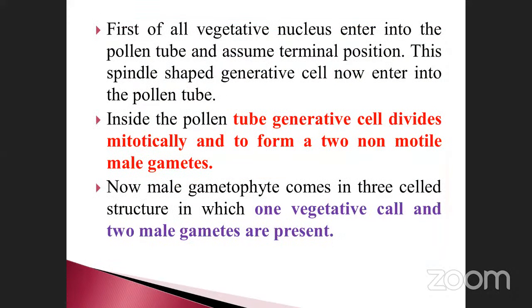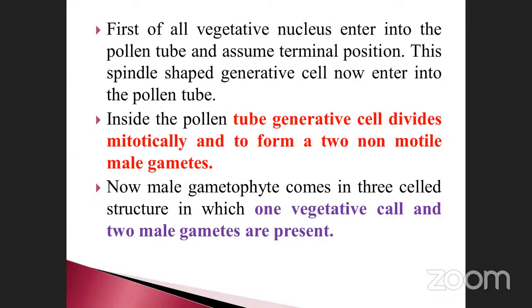First of all, the vegetative nucleus enters the pollen tube and assumes a terminal position. The spindle-shaped generative cell now enters the pollen tube. Before formation of the pollen tube, which one enters first? The generative cell only. Inside the pollen tube, the generative cell divides mitotically to form two non-motile male gametes. Now the male gametophyte is a three-celled structure in which one vegetative cell and two male gametes are present.